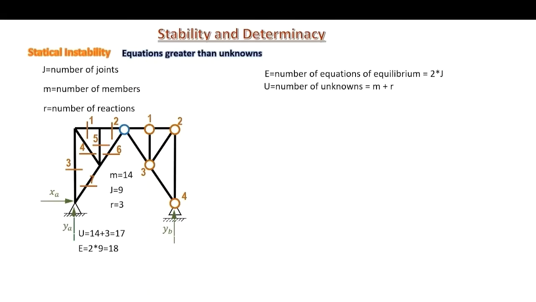The equations are 2 multiplied by J, 2 multiplied by 9 equals 18. And the equations are greater than the unknowns. Therefore, this structure is unstable, statically unstable.